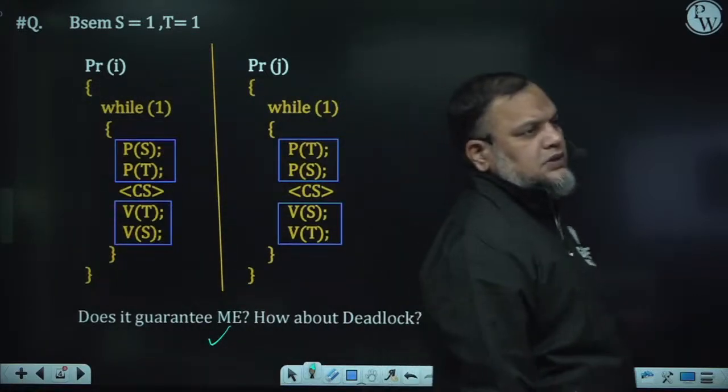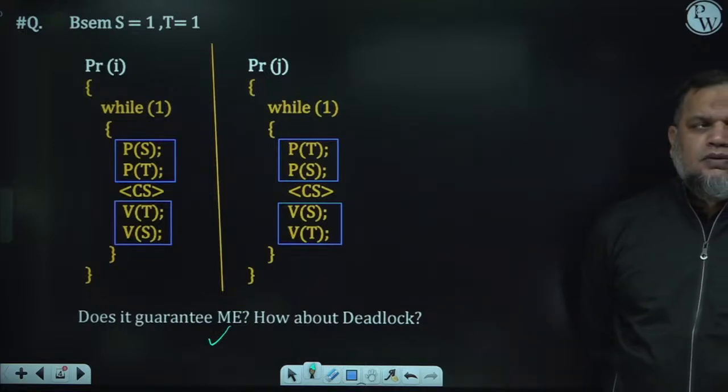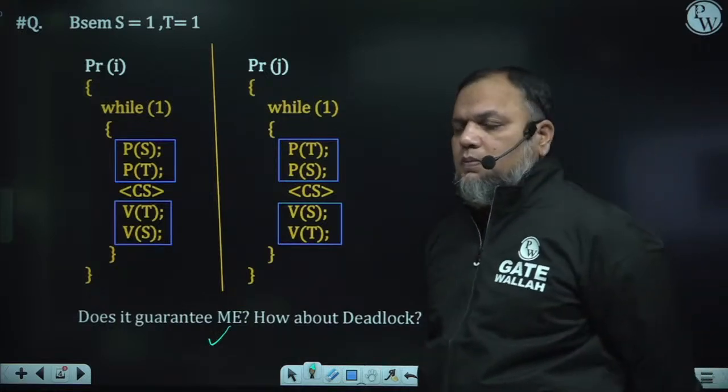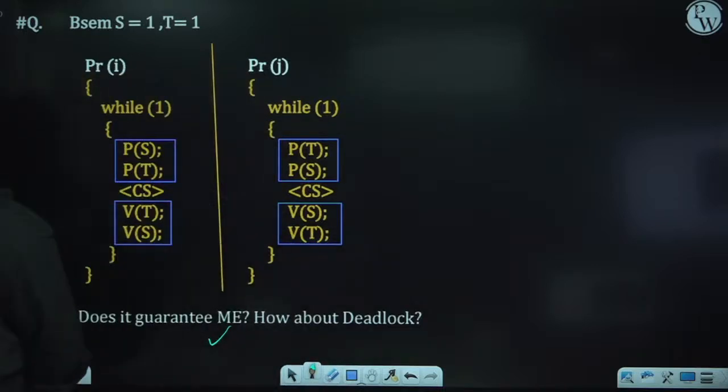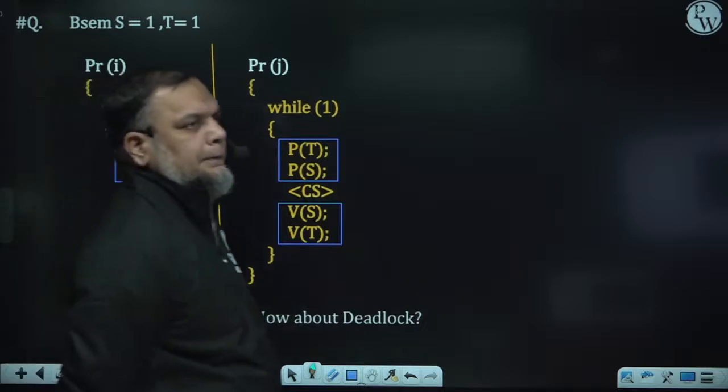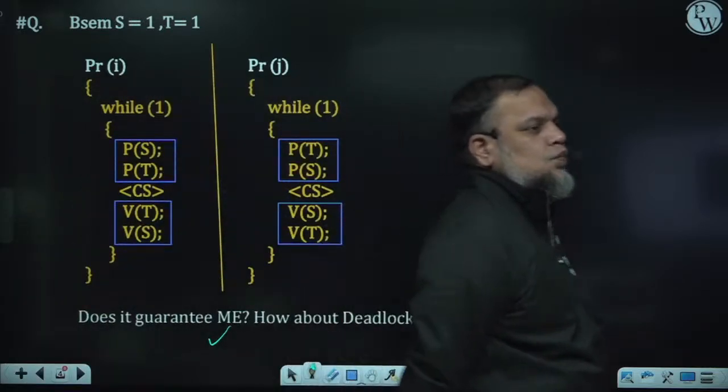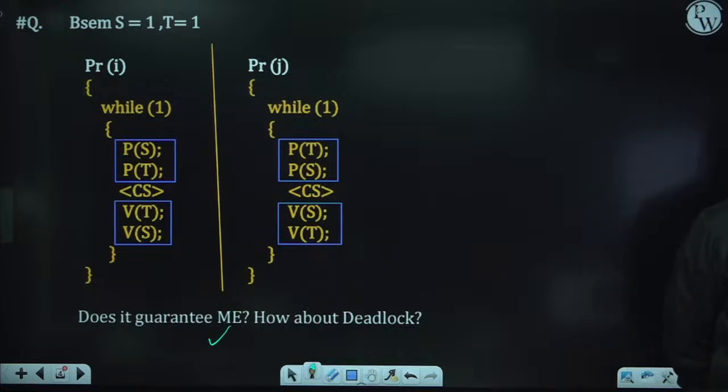Second question is, can there be a potential possibility of a deadlock happening here? बोलिएगा बच्चों. Is there any potential possibility of deadlock happening between both the processes? क्या deadlock हो सकता है यहाँ पर? Between process I and process J, can deadlock happen? Come on, tell me, boys and girls. Can deadlock happen?